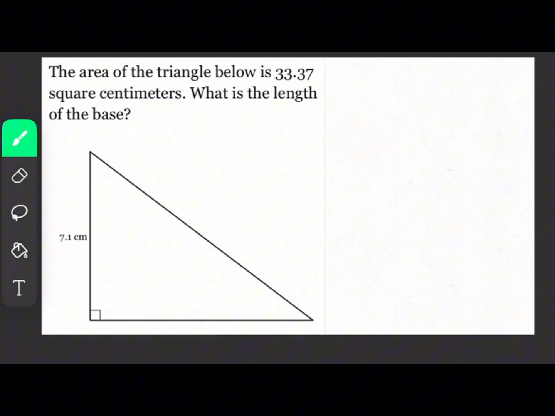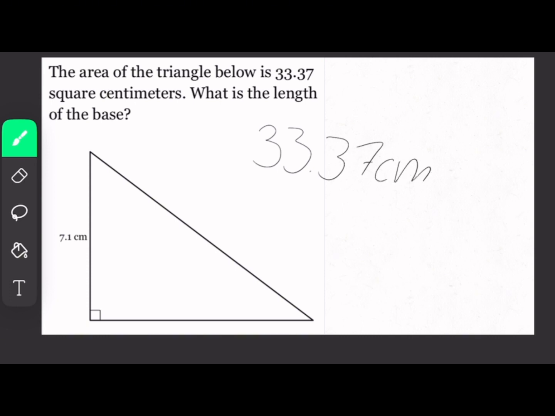Alright, just straight into the math problem. Sorry guys. Okay, the area of the triangle below is 33.37 square centimeters. This shouldn't be too hard. I'll give you 5 seconds to pause the video if you really need to, or if you just want to see the answer. Go ahead. 1, 2, 3, 4, 5.